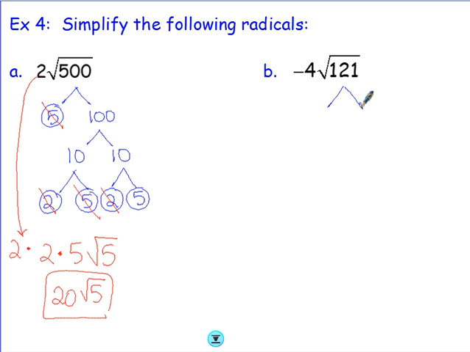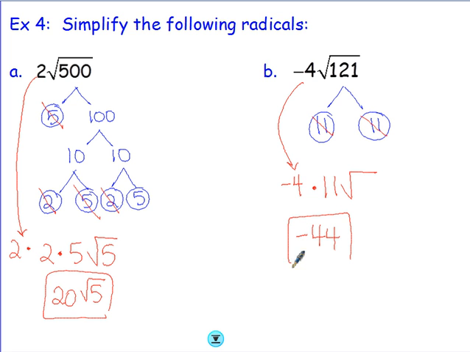Take a look at our very last problem here. 121, maybe a little harder, is 11 times 11, and those are both primes. We are looking for pairs. Cross off the pair of 11s, so outside of the radical is an 11. Notice there's nothing left, so the radical is going to be gone for our final answer. Bring down the negative 4. So our final answer without a radical is the number negative 44.